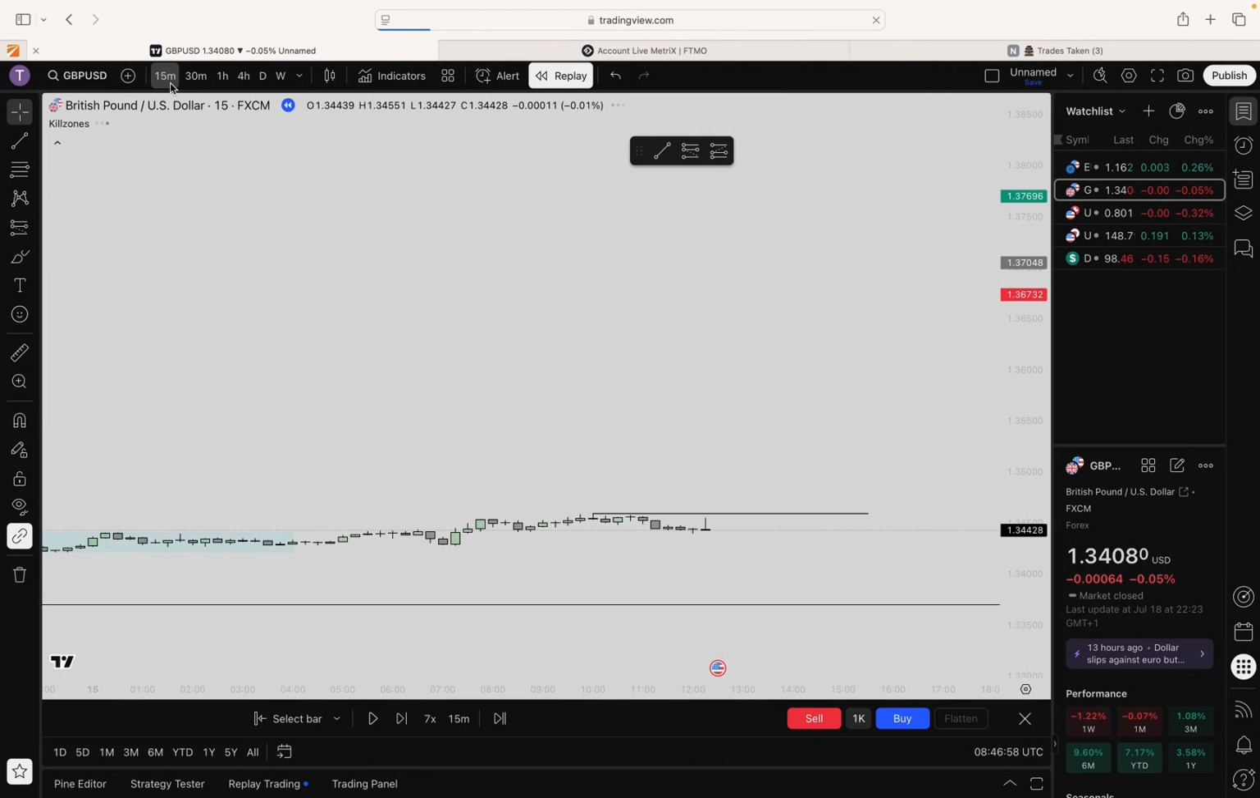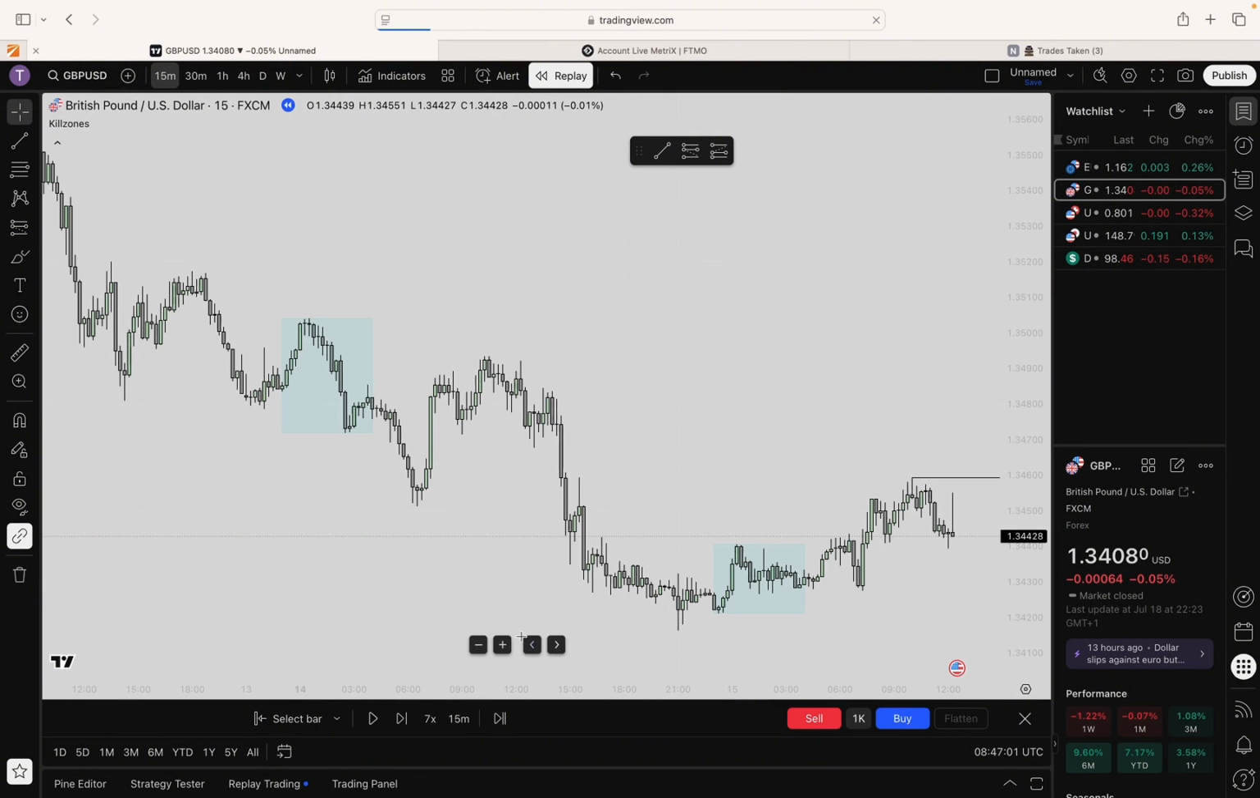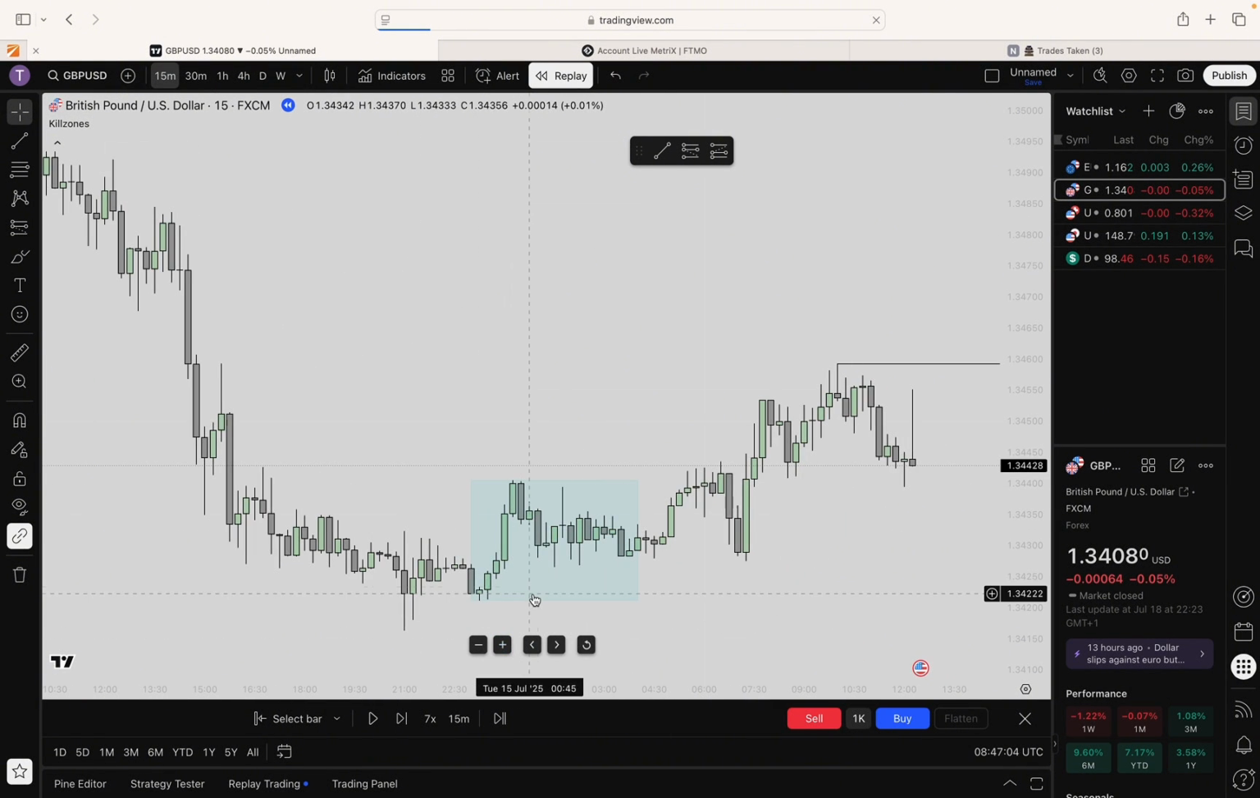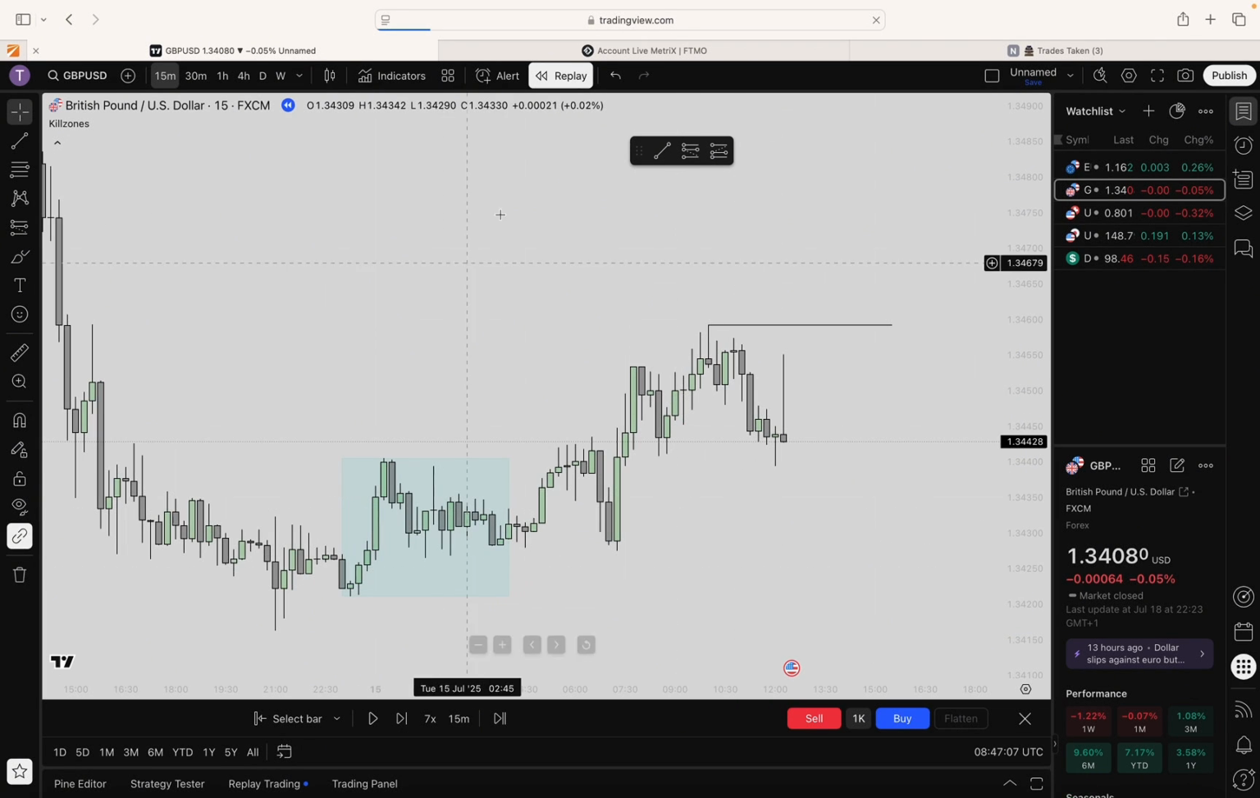So coming to New York, we can see that during Asia and London, price doesn't really do anything. It just accumulates. We're engineering liquidity, creating low resistance liquidity. So more times than not, our move's going to happen during New York. So let's see what price does.